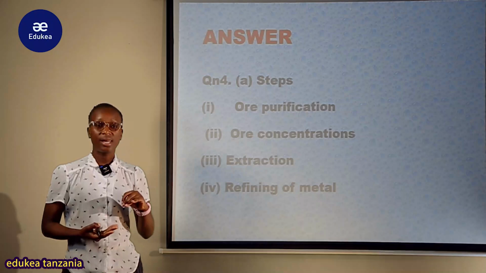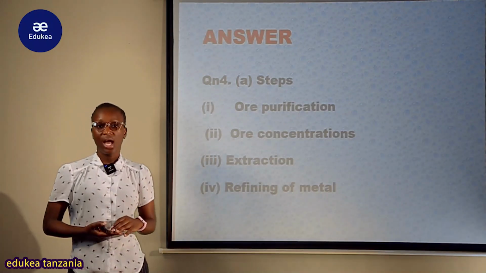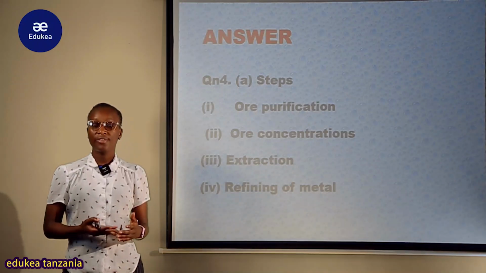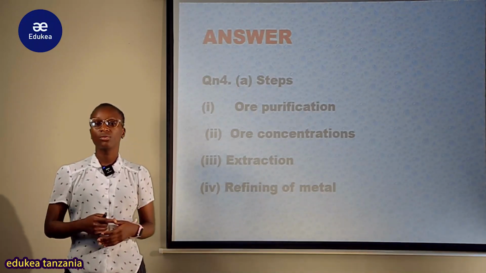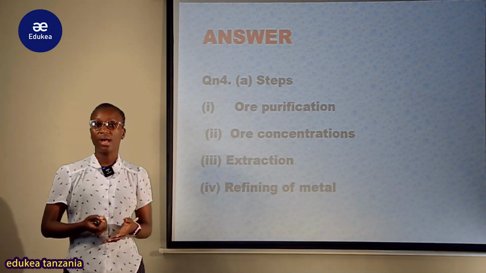Sasa unaona kabisa swali lina pointi 4 lakini umeambiwa tu just give au just mention, then you come up with your explanation there. Obvious utapata marks ile moja lakini utakuwa umeconsume time. So you have to manage your time so as you can able to tackle other questions.